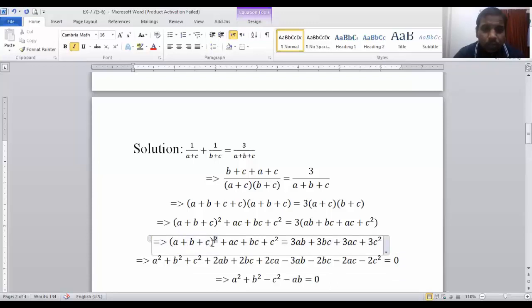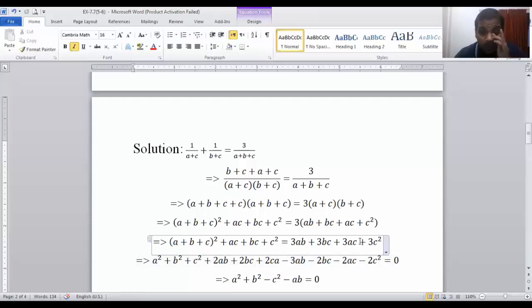We also turn it into the formula a plus b plus c whole square. We know the formula of a plus b plus c whole square is nothing but a square plus b square plus c square plus 2ab plus 2bc plus 2ca, and it is 3ab. There is no ab here, that's why when it changes the side it becomes minus 3ab.